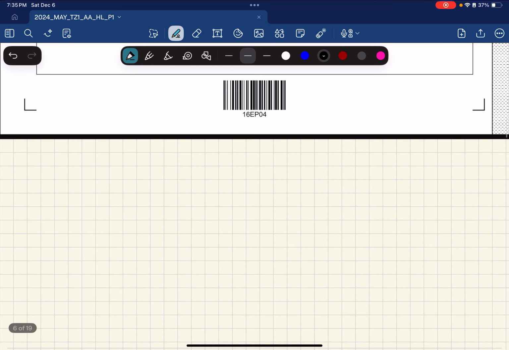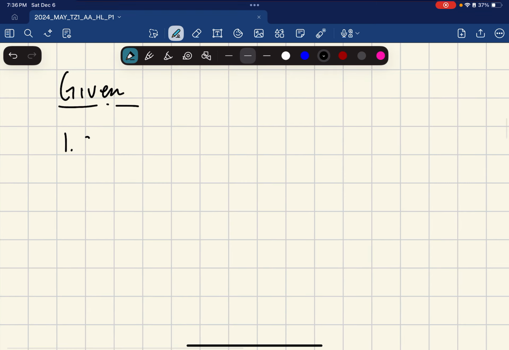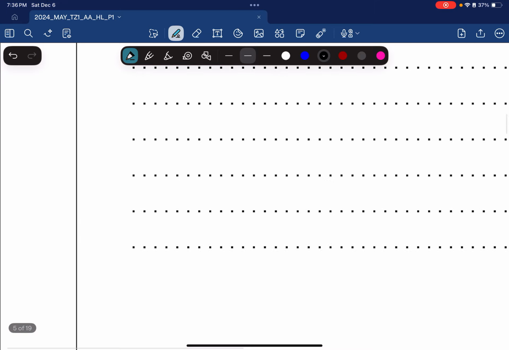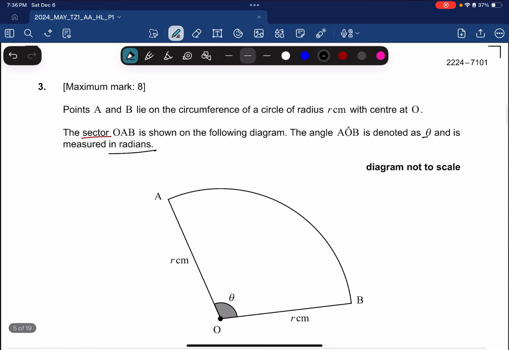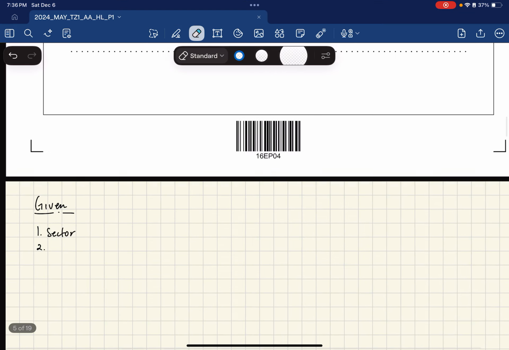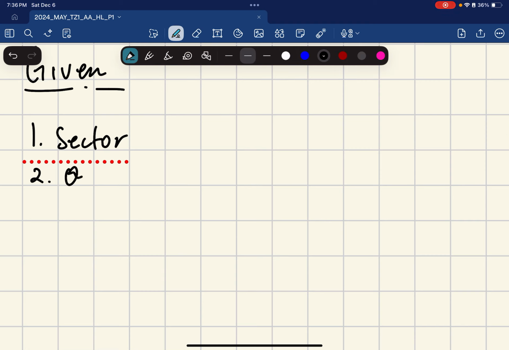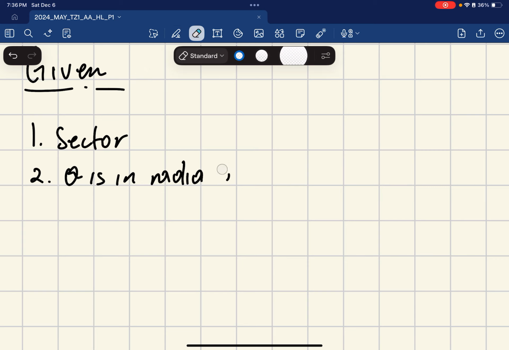For this question, given, I'm going to start doing this so it helps. I'm given 1, a sector. 2, what about this sector? What do I know about this sector? I'm given the angle theta in radians. So, the angle theta is in radians.